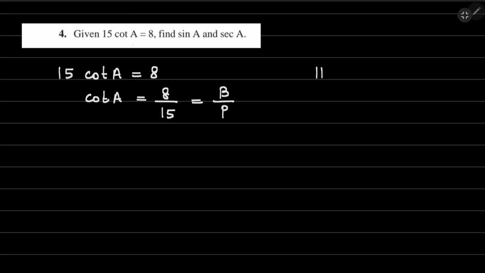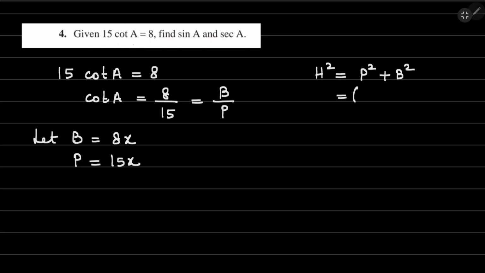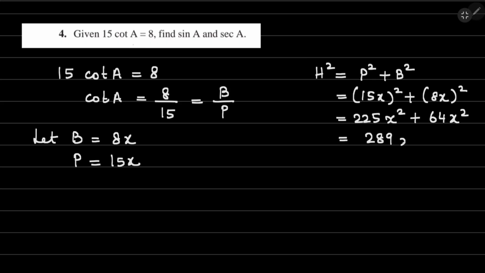Using Pythagoras theorem, we know h square equal to p square plus b square. So here you can just write, let your base equal to 8x and let your perpendicular be 15x. What we don't know is h. So h square is nothing but 15x the whole square plus 8x the whole square. So you have 225x square plus 64x square, which is equal to 289x square.